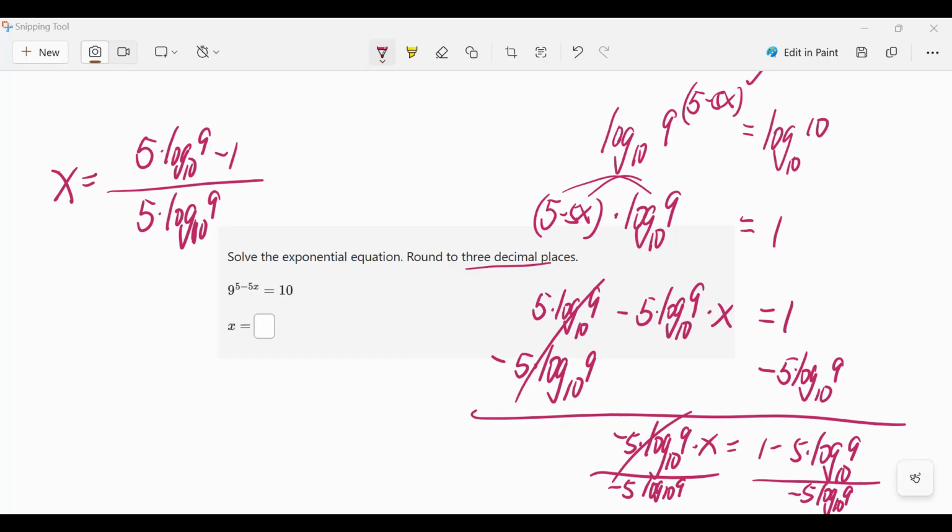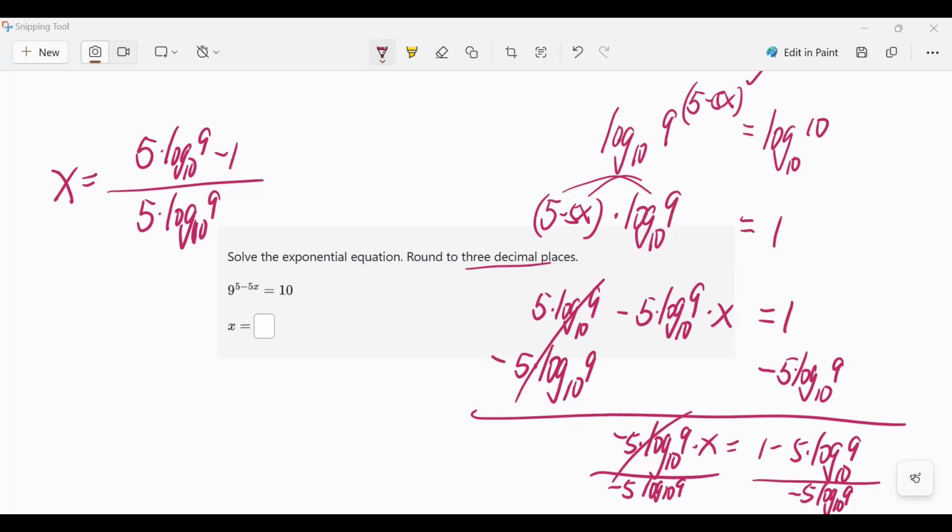Check the answer. Oh, it's not correct. Why? Let's see. 3 decimal places should be, let me double check with the work I did. Okay, let me see. Oh yeah, I forgot to put a 5 in front of log 10 of 9 in the denominator. That's why.